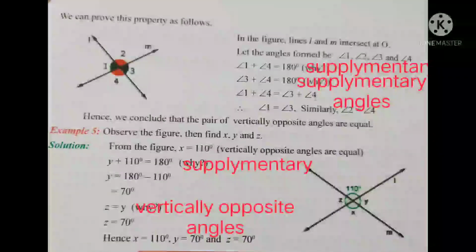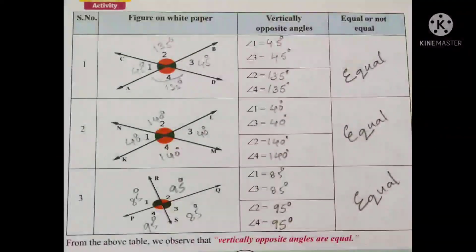So that is enough. Let us learn an important property of vertically opposite angles through an activity. Children, let us do the activity. First, take a white paper and draw three pairs of intersecting lines on this paper. Measure the angles so formed and fill the table.